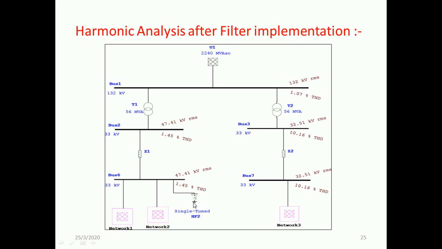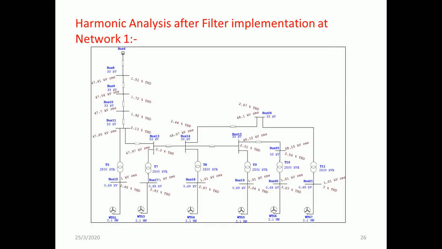You have to design and implement the harmonic filter, and you can observe that once a proper harmonic filter is implemented, at bus 1, which was of prime concern, the percentage THD before implementation of the harmonic filter was 3.61% approximately. Now it has lowered to 1.07%. So this is an indication of proper implementation of a harmonic filter in the system.